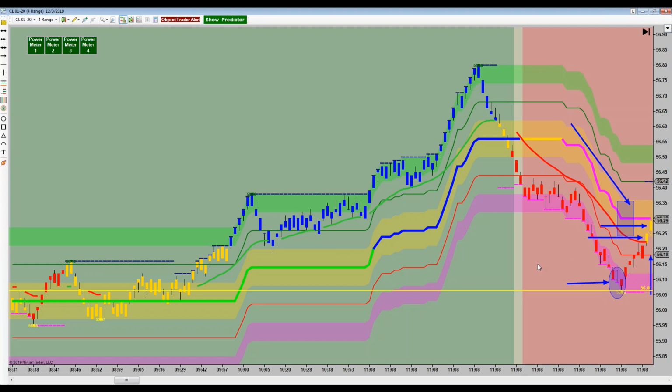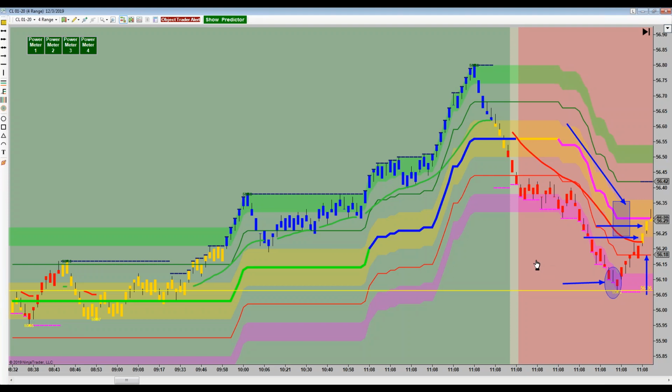Let's do a couple more bars together. Ready? Here we go. Okay, there's another one. What is the location of this bar right here? Where is that bar sitting?